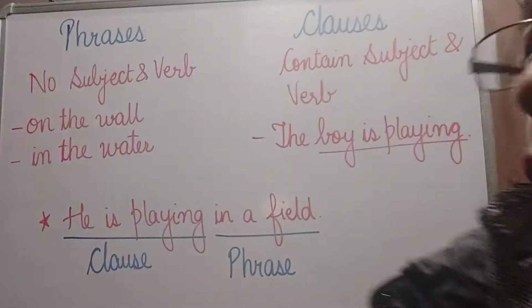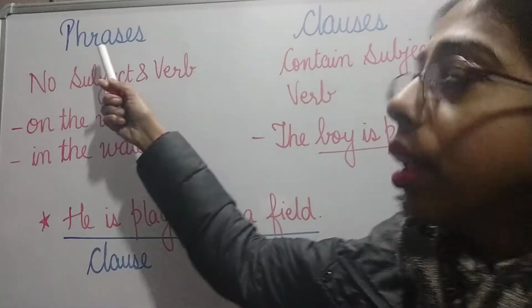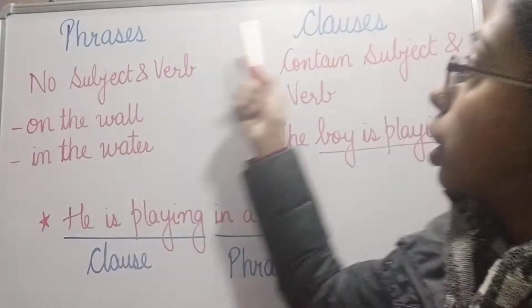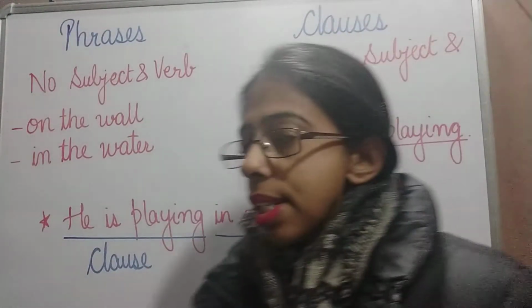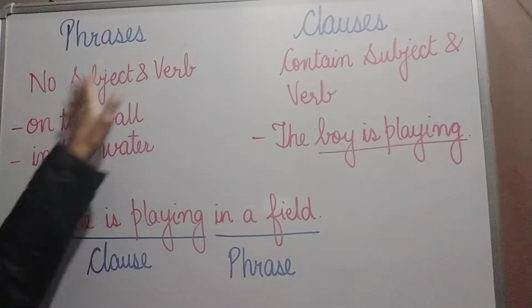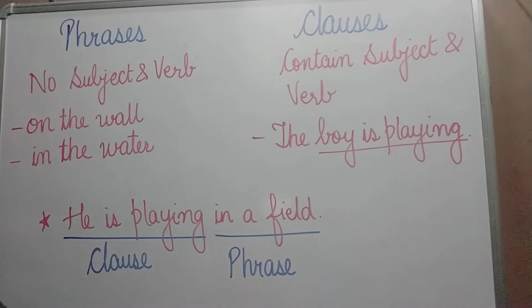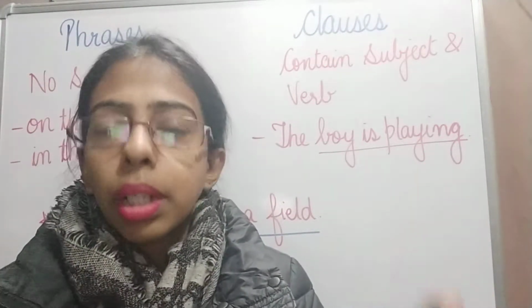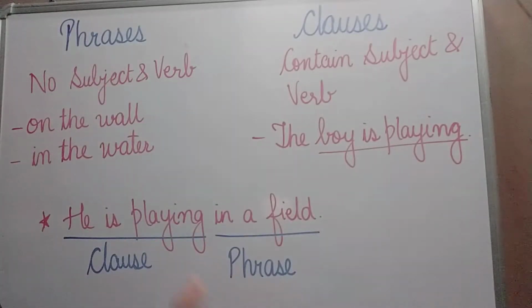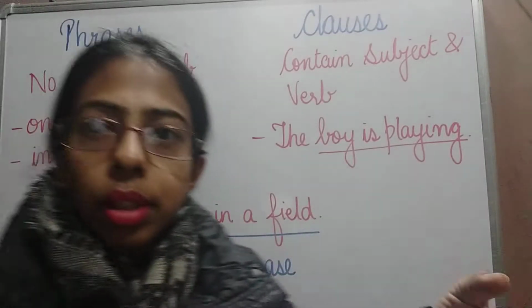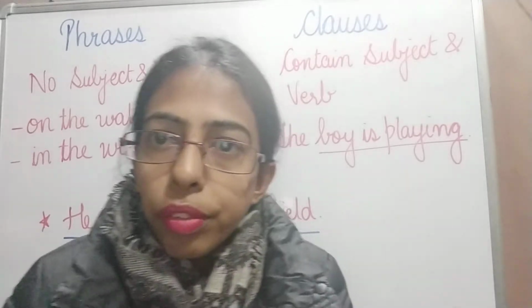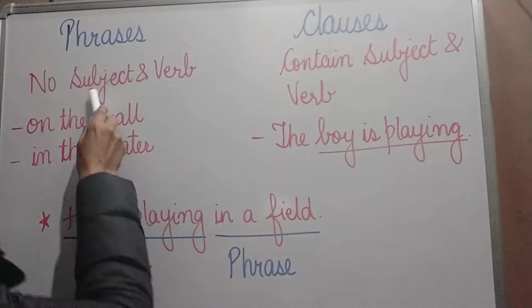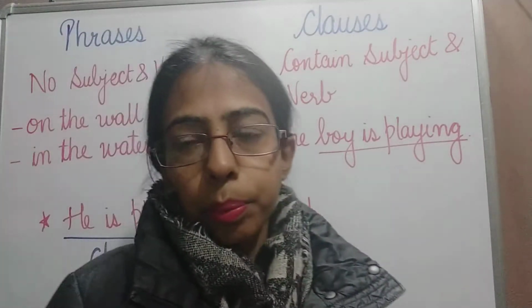So let us start with phrases first of all. What are phrases and what are clauses? Let's understand. See, I have written here phrases, no subject and verb. So yes, phrases have no subject and no verb. Now what is a phrase? It is a group of words. A phrase is a group of words where subject and verb are missing.